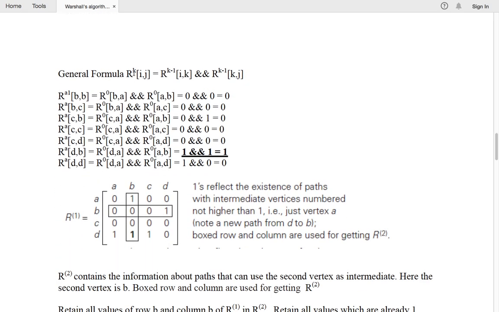The formula is Rk[i, j] equals the previous value, R(k-1)[i, k] AND R(k-1)[k, j], where k is the intermediate vertex. If both of them are 1, then the output will be 1. If any one of them is 0, the output will be 0. If both of them are 0, since it's an AND operator, it will be 0. So I am trying to find out the path from i to j through k. This is the general formula.